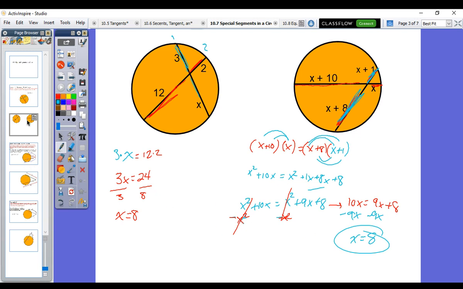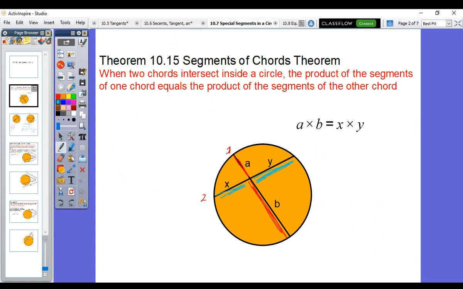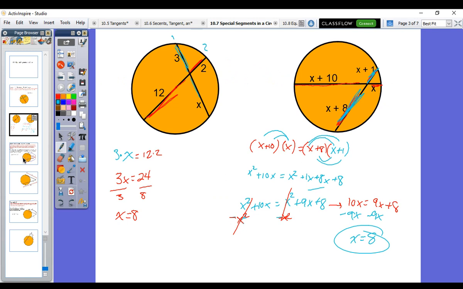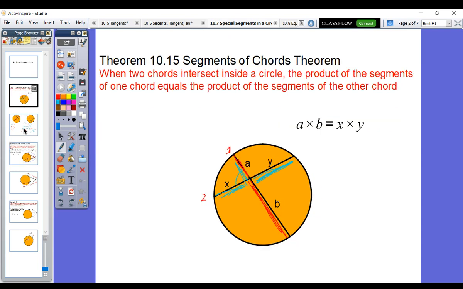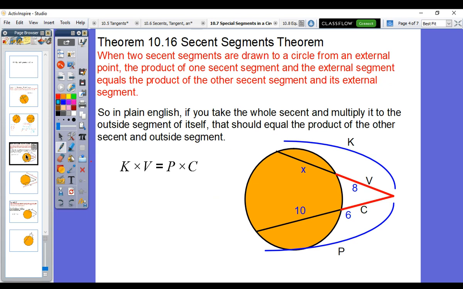So that's lines that intersect inside a circle. We're not looking at the angles this time, we're looking at the actual lengths of the sides inside the circle. Now let's see what happens when they exist outside as well. Here we're talking about two secants. Before, we called them segments of chords. Here they're secant segments. They're secants because they're like chords where they intersect, but they keep going out.